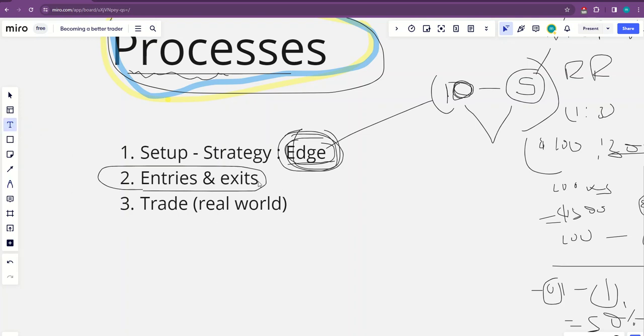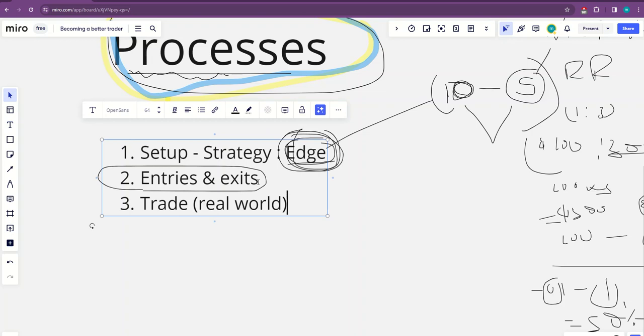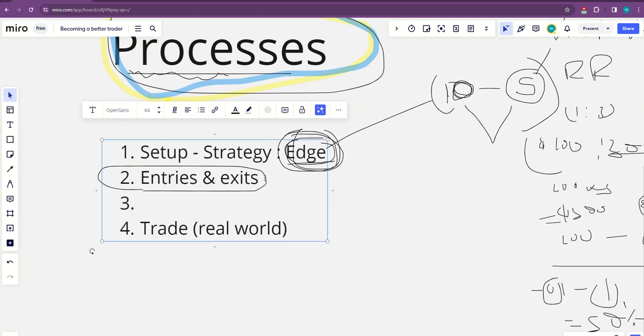the third step to follow is to trade it in real time. But before you go to real time trading, one thing you should do is develop a playbook.